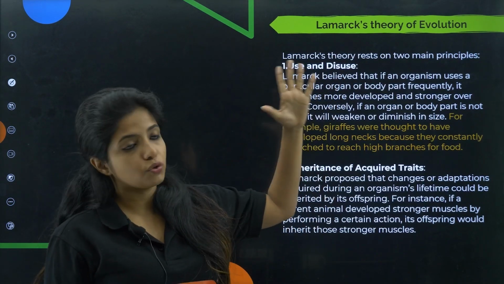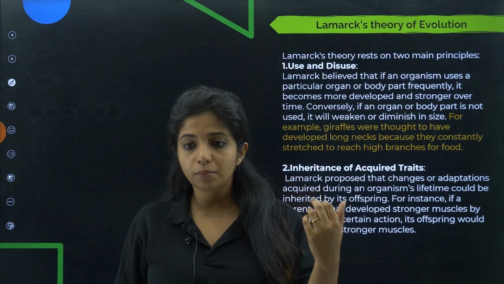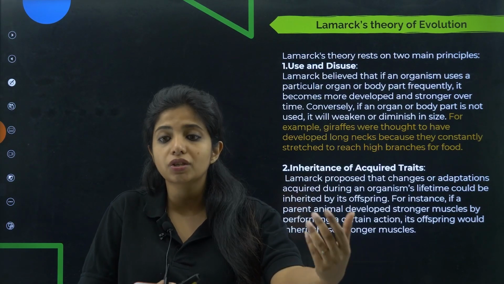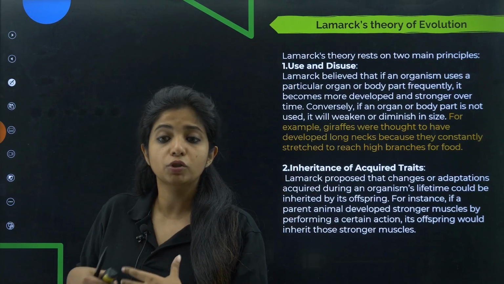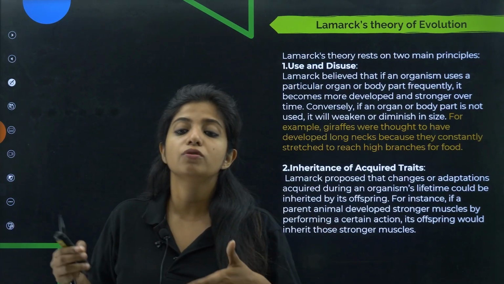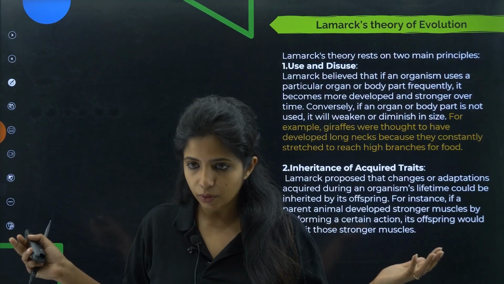One is use and disuse. That means, for example, if there is one body part that I am using regularly, then probably I will be seeing certain changes in that body part. And there is some other body part which I am not using regularly, and I will see that probably it will diminish. It won't be there.